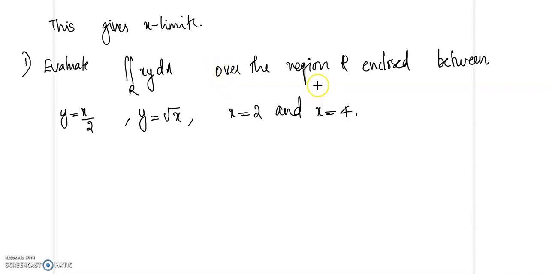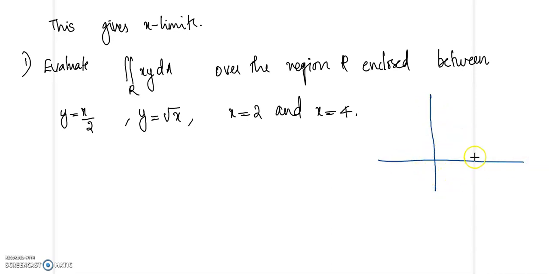We need to evaluate the integral over region R of xy dA, where R is the region enclosed between the curves y equal to x by 2, y equal to root x, and the lines x equal to 2 and x equal to 4. Now the region is given. First, you sketch the region roughly.